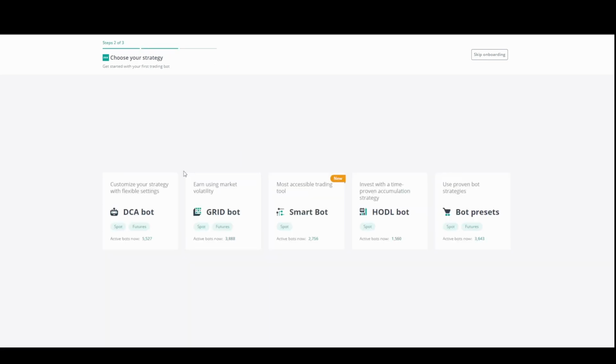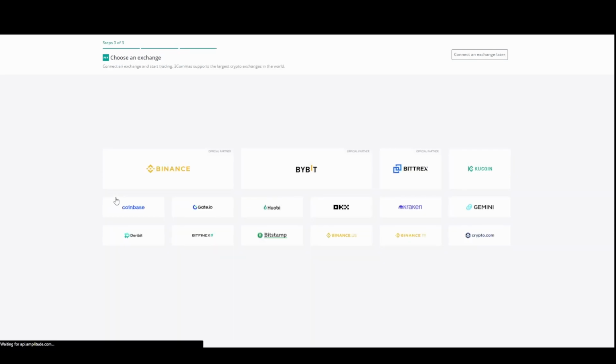Customize your strategy with flexible settings, DCA bot, earn using market volatility. I'm sure I can change this over if I get it wrong, but we will choose customize your strategy with flexible settings. Okay, I think that's the one we want. I know for a fact that they do have their own preset bots, so if we do fail on our own bot, we can use theirs, but we are going to do this one. That sounds like us. Choose an exchange.